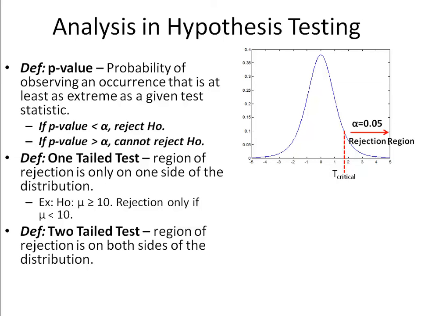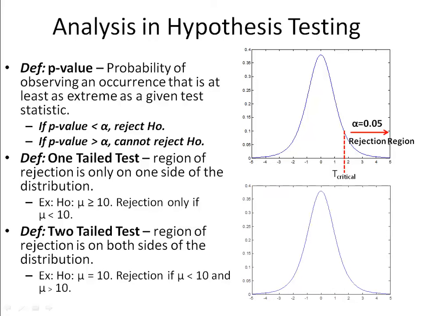Now there's also a two-tailed test where a region of rejection is on both sides of the distribution. So an example of this would be if your null hypothesis was just that a mean was equal to 10, you would reject if your mean was either less than 10 or greater than 10. So it's what's called two-tailed. And so for that example, rejection occurs on either side of the distribution.